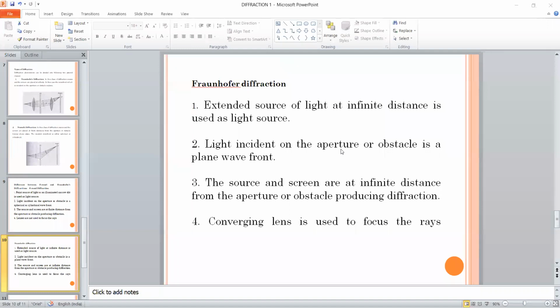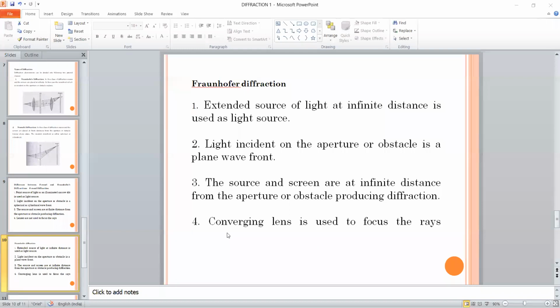So here, the obstacle or aperture is nothing but the screen. The light is incident as a plane wavefront. I already explained why a spherical wavefront is converted into a plane wavefront due to traveling a very long distance. Okay. Now, the source and screen are at an infinite distance. Why? Because the source is taken as sunlight and the screen is taken on the earth. So the distance between the sun and earth is very long. That means they are at an infinite distance.